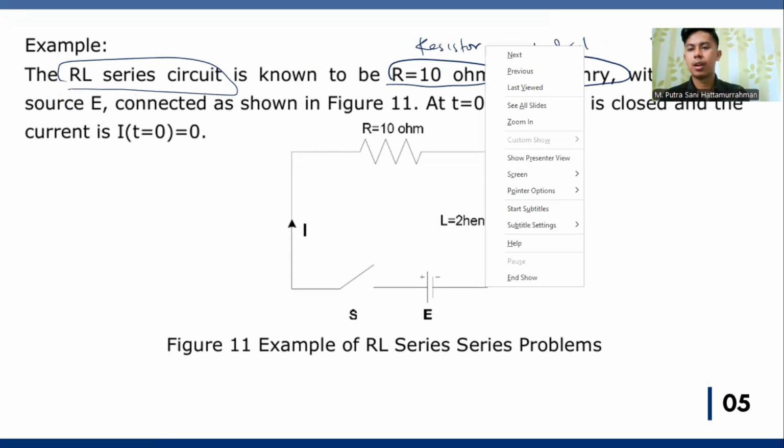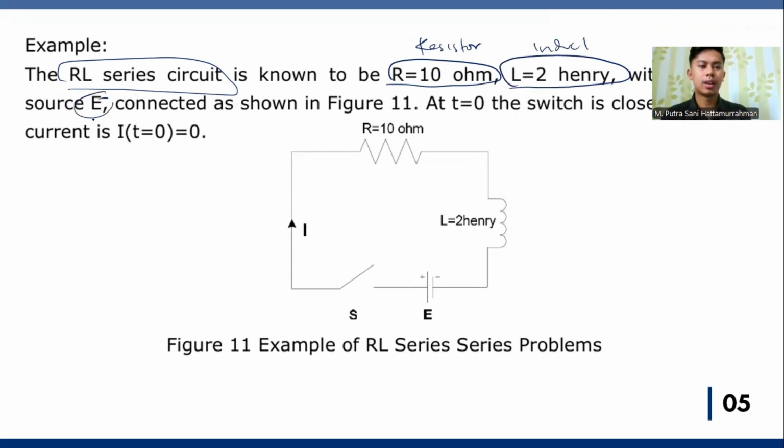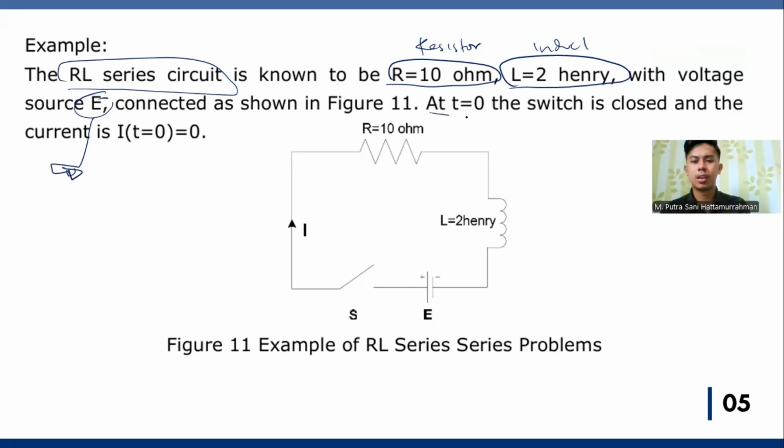With the voltage source E, and the voltage source depends on the question. We have the initial condition: at t equal to 0, the switch is closed and the current is i(0). So the first question is we have to find i(t).